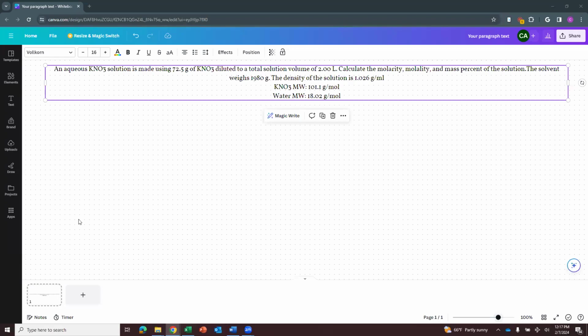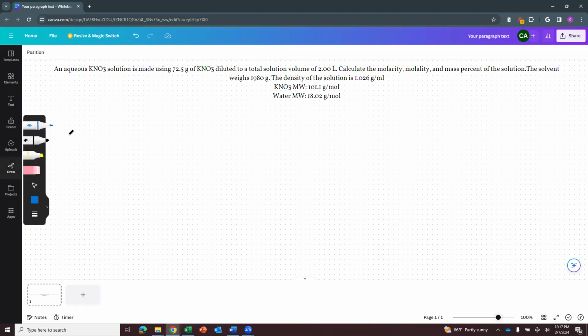All right, in this video, we are going to look at how we can calculate molarity, molality, and mass percent. Let's take a look at this problem. We have aqueous KNO3. Remember, whenever we see the word aqueous, that means water is our solvent. That means KNO3 is our solute.